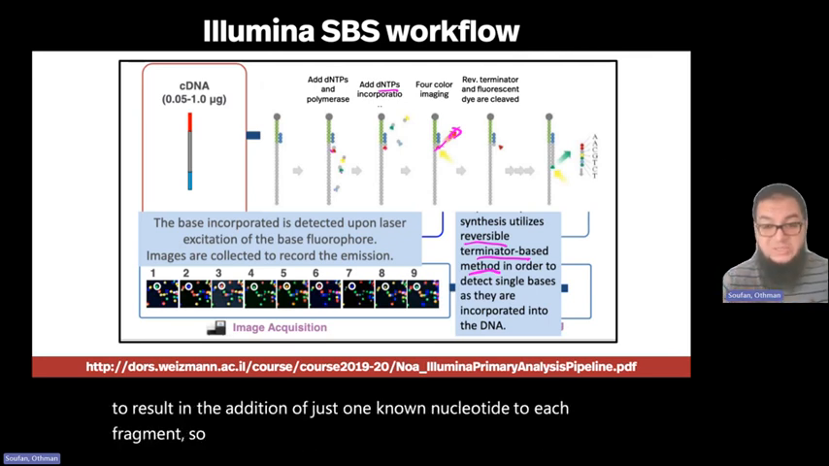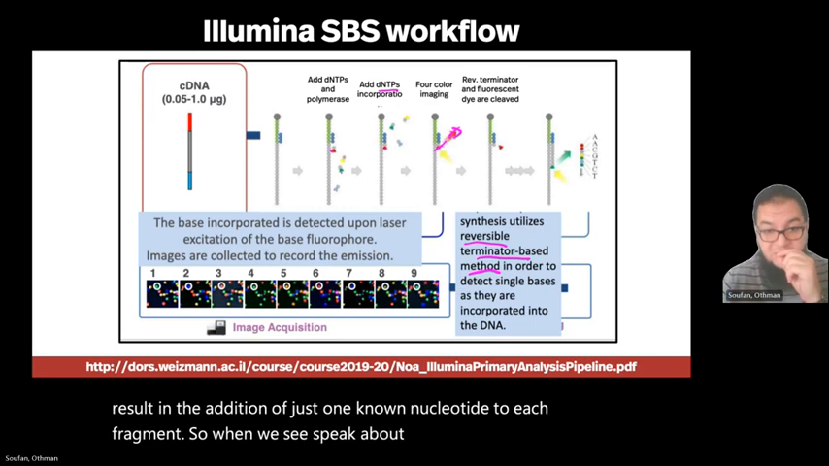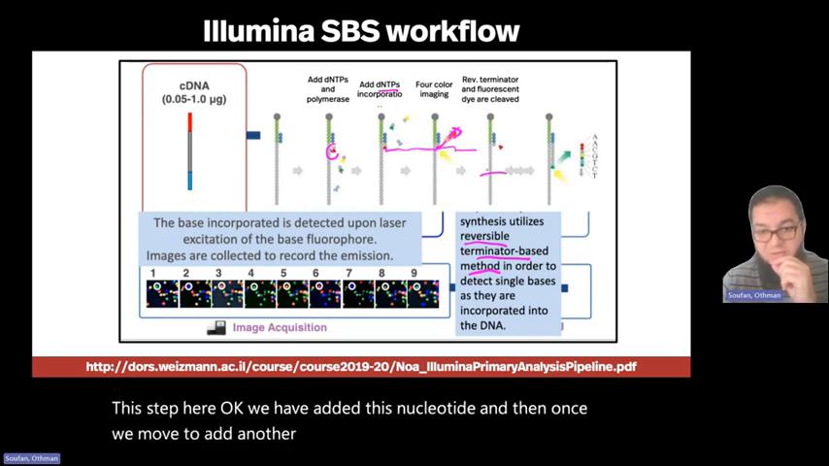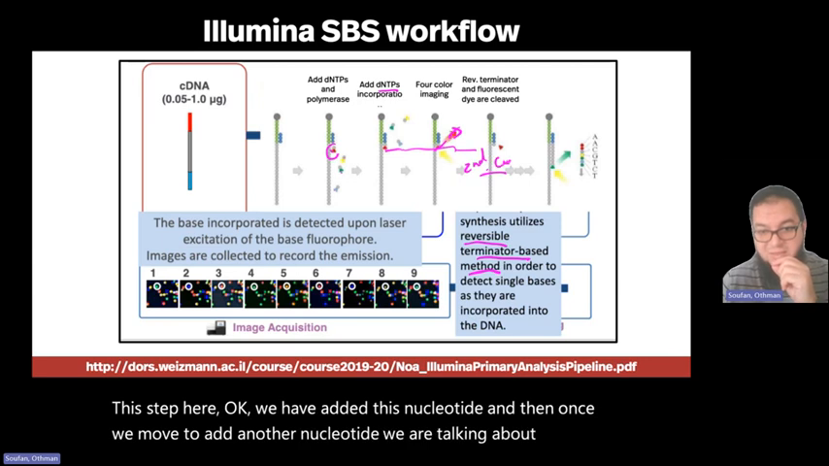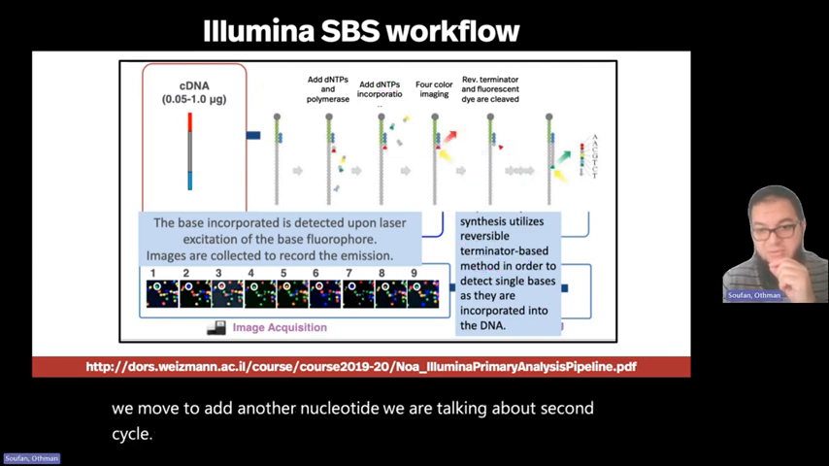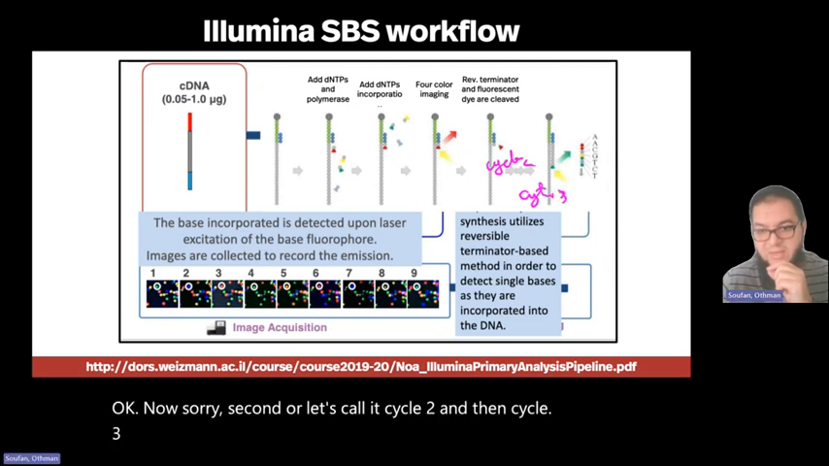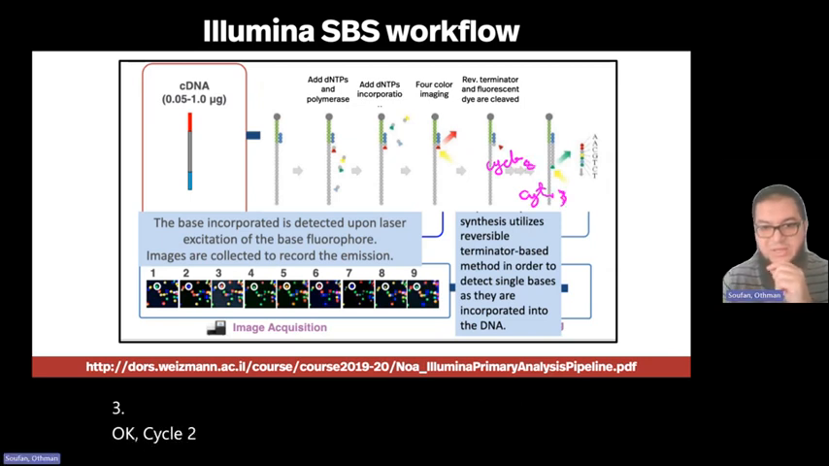So when we speak about this step here, we have added this nucleotide, and then once we move to add another nucleotide, we are talking about the second cycle. Let's call it cycle 2, and then cycle 3. Cycle 2, cycle 3, and we keep adding.